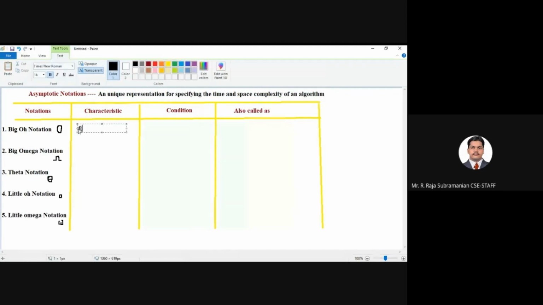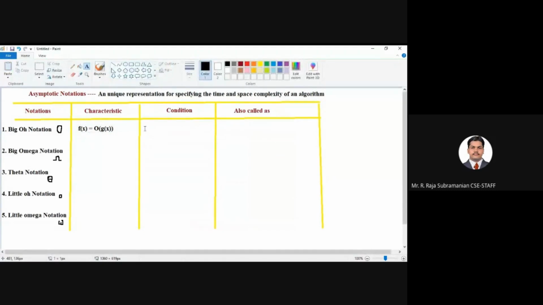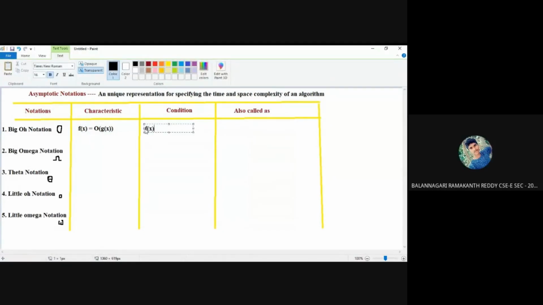Characteristics: f of x is equal to big O of g of x. For this to work, what should happen? f of x is less than or equal to c into g of x, for all x greater than or equal to k.